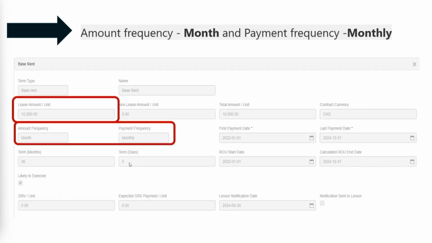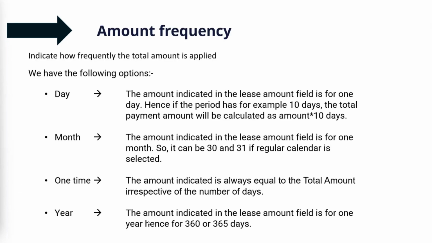And we have year. That means the amount indicated in the lease amount field is for 1 year, so for either 360 or 365 days. For all of this, we consider the number of days. For day, month, and year, we consider the number of days available in the period, except for one time. If we select one time, that means the lease amount will be paid in full, irrespective of the number of days available in the payment period.